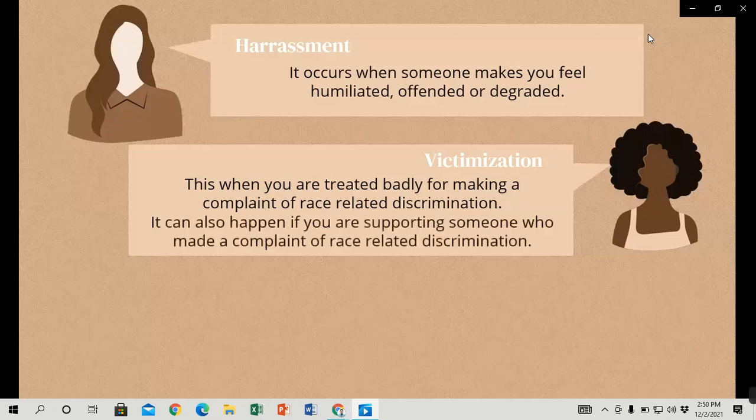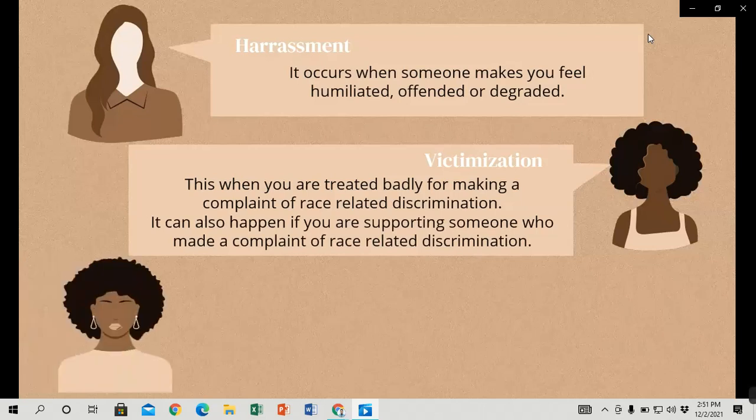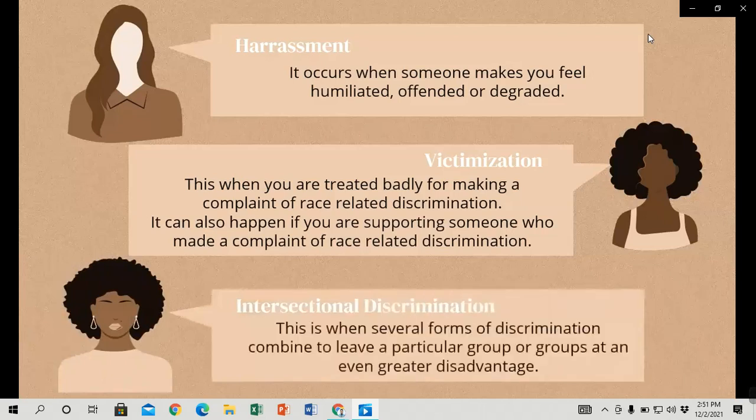It can also happen if you are supporting someone who made a complaint of race-related discrimination. For example, you are the one who noticed what happened to your coworker, you filed a complaint, and the boss did the same thing to you. For example, you saw your friend or coworker who felt discriminated against and you made a complaint. However, the action done by the employer or your boss was not right. Then the last type of discrimination is intersectional discrimination.